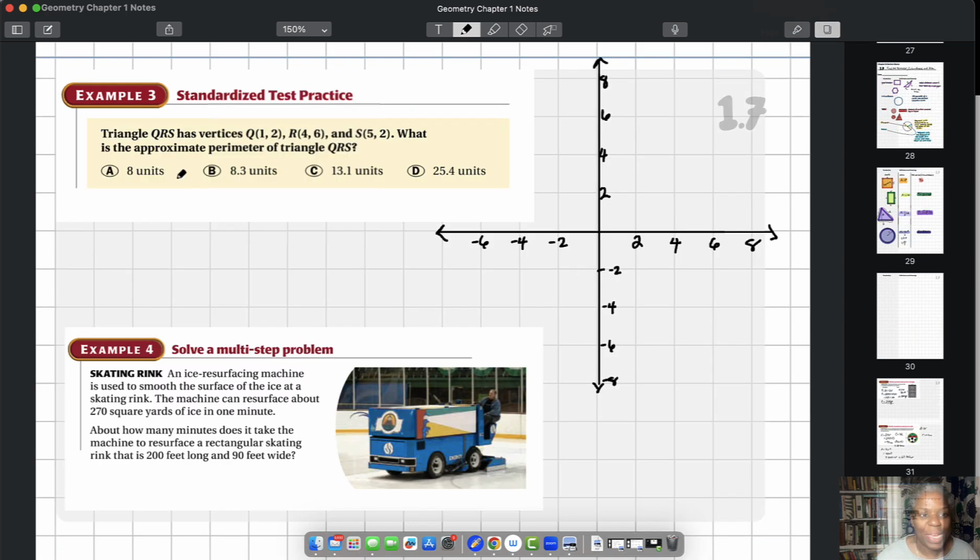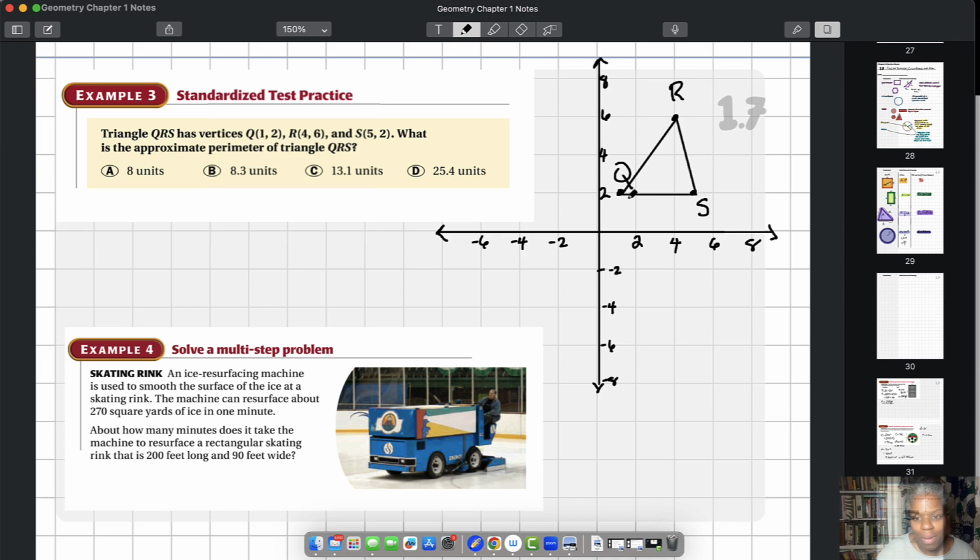For this next example, we're given that triangle QRS has certain vertices. Q is at 1, 2, and then R is located at 4, 6, and then we have S, which is located at 5, 2. With that in mind, we are now going to try to figure out what the perimeter is. So a couple things we have to do. We've got to figure out the lengths of all of these sides. Now the cool thing is we've been practicing finding the lengths of segments. We can use the distance formula.